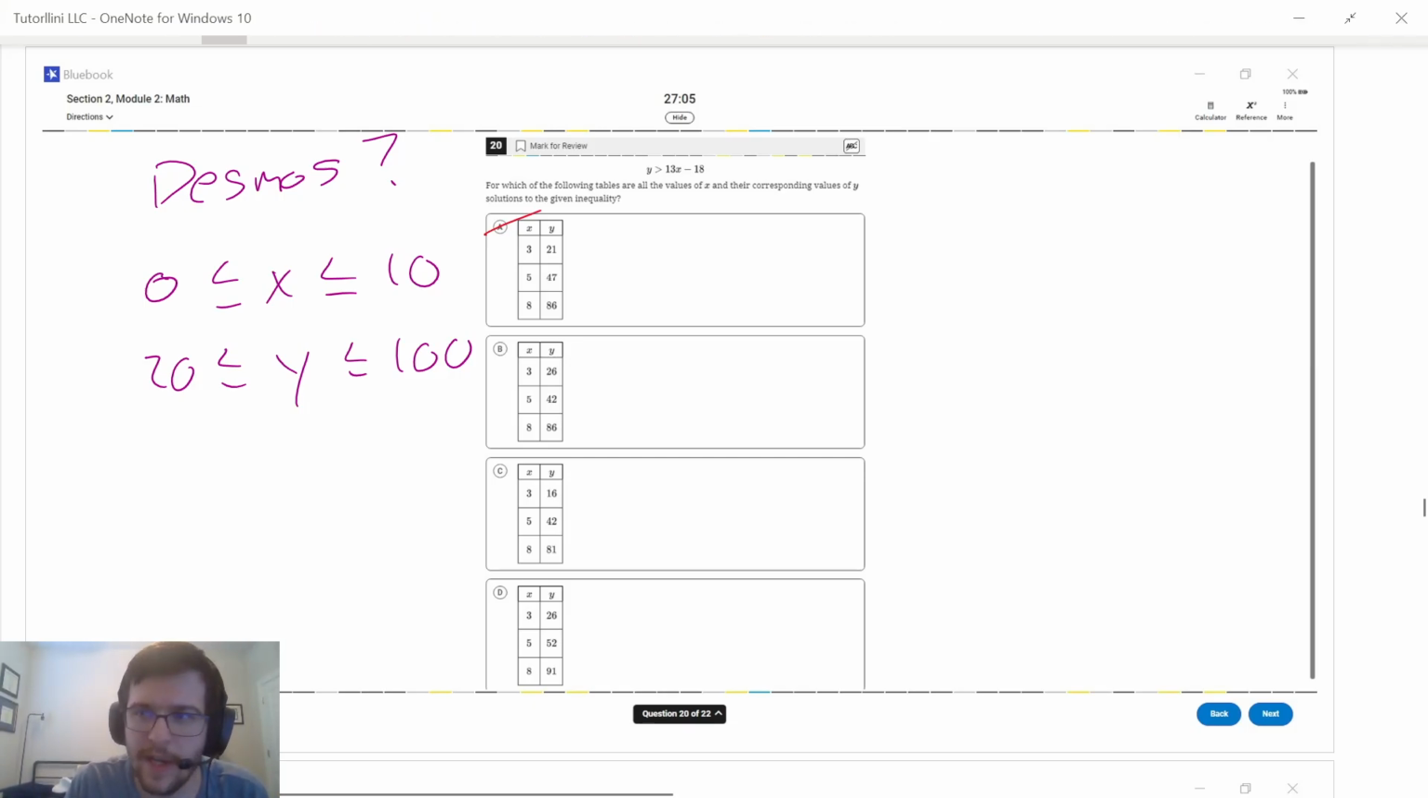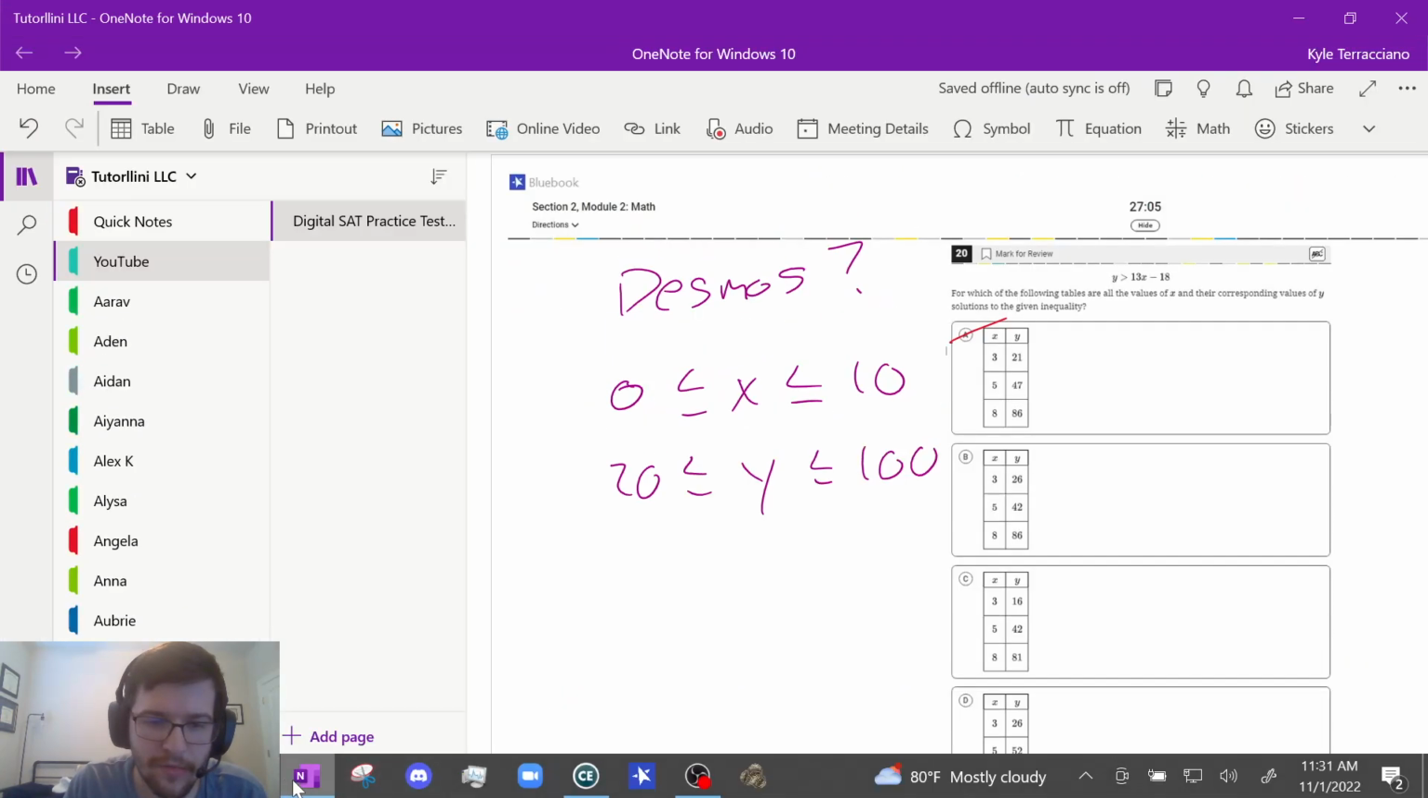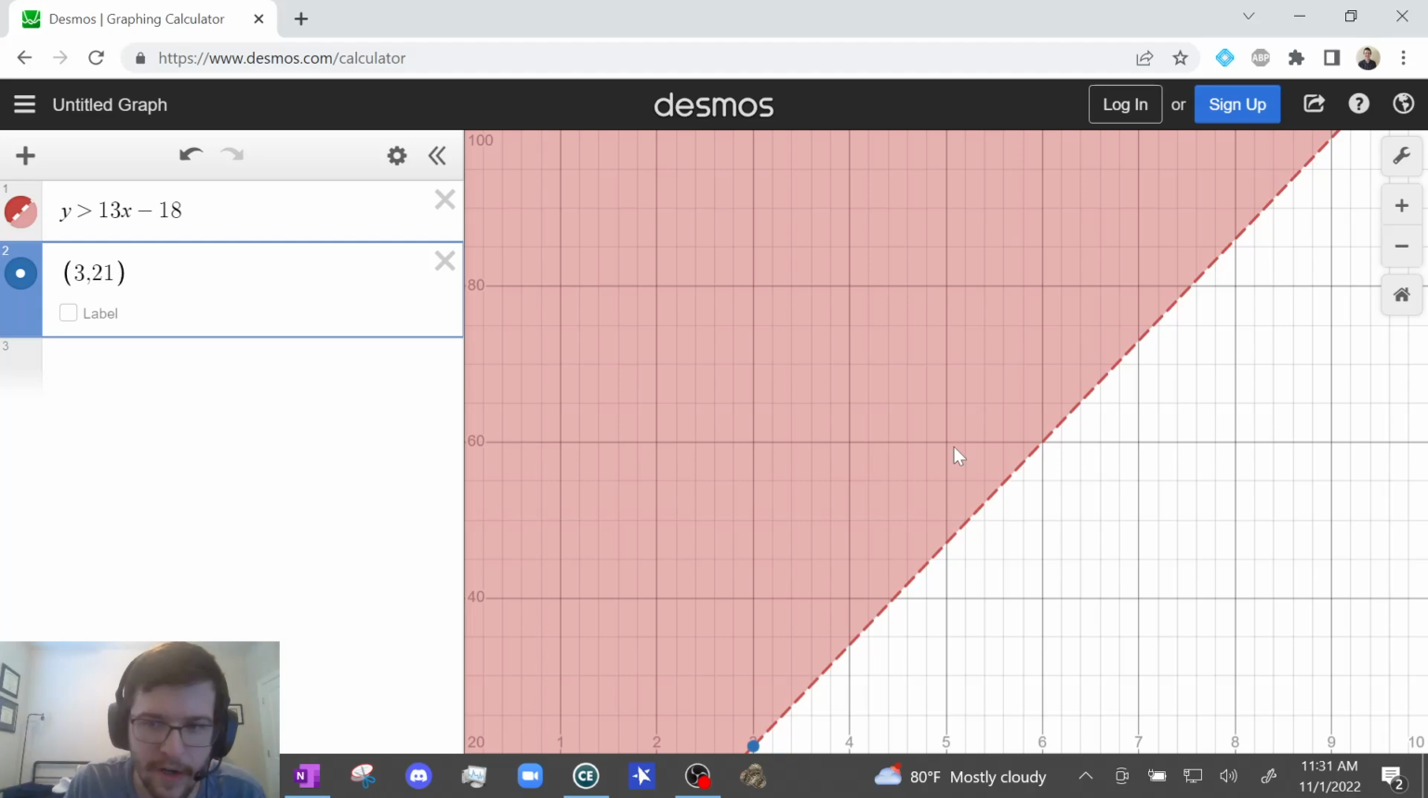Okay, if I quickly look at it, 326 seems to work, right? 326, that's like a little bit up here, I guess. So that seems to work. But 316, that would be even lower than 21, right? So that would be below the inequality completely. It would be off the grid here. So that wouldn't work.